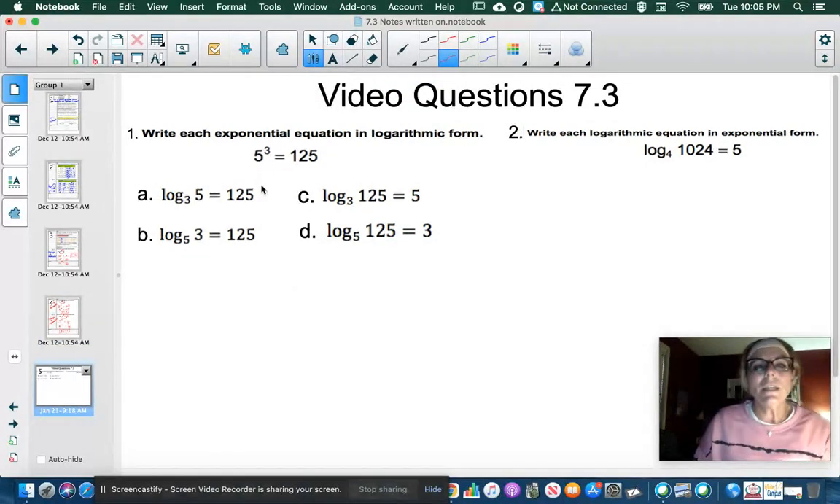Video questions. Write each exponential equation in logarithmic form, and then write the logarithmic equation in exponential form.